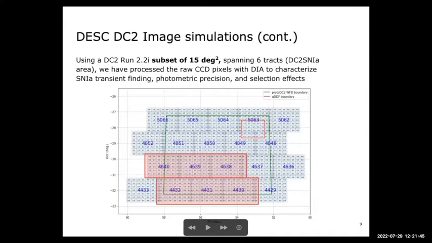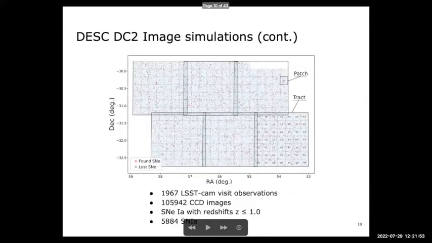We processed all the raw pixels of this DC2 simulation and used image subtraction to detect the transients in this area. So this is almost 2,000 pointings of the LSST telescope, roughly 106,000 CCD images that we have processed, and we have detected the SN Ia up to redshift of 1. This is almost 6,000 of them. So in this plot, I show you the tiling that we have, marking the found and lost SN Ia. You can find this in the paper.